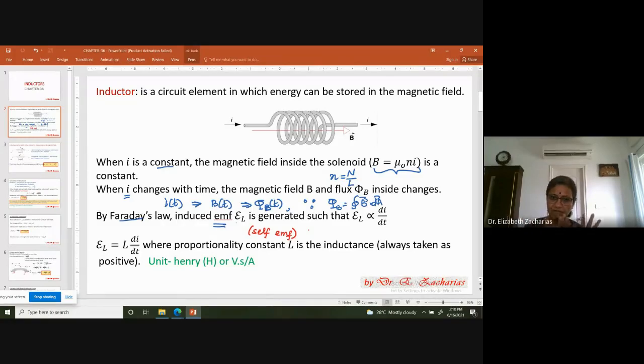What you studied in Faraday's law is applicable here. Only thing is, it is doing it to itself. It is self-correcting. There is a current. The current is changing. It induces an EMF to try to correct that change. Okay, so that's the reason why it's also called a self-EMF.